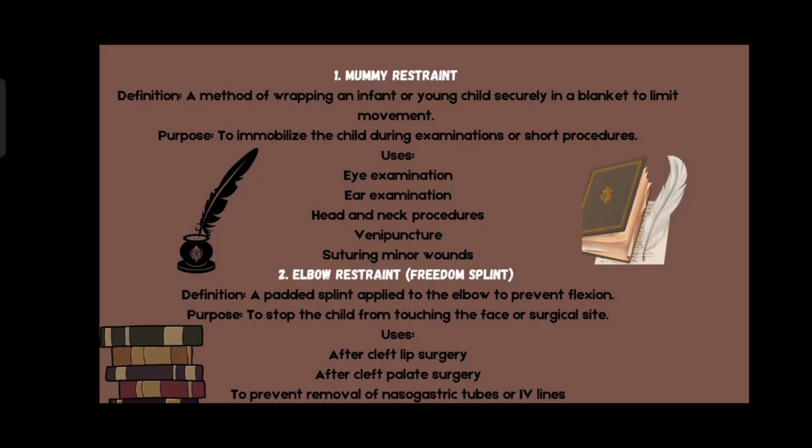Then the elbow restraint. It is a padded splint applied to the elbow to prevent flexion. The purpose is to stop the child from touching the face or surgical site, like after cleft lip surgery or cleft palate surgery, or to prevent removal of a nasogastric tube or IV lines. To prevent these types of movement, we apply the elbow restraint.